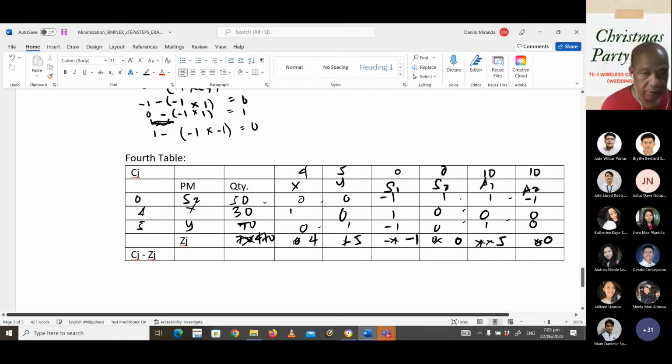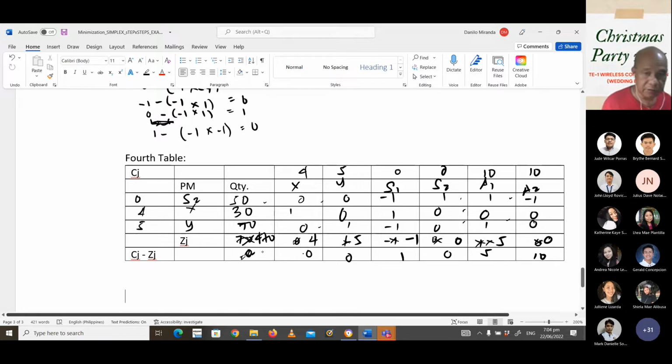So 0 yan. So CJ minus ZJ, we have 0. We have, no, mali. Dito. So we have 0, we have 0, we have 1. Okay, then we have 0, 5, and 10. Okay.